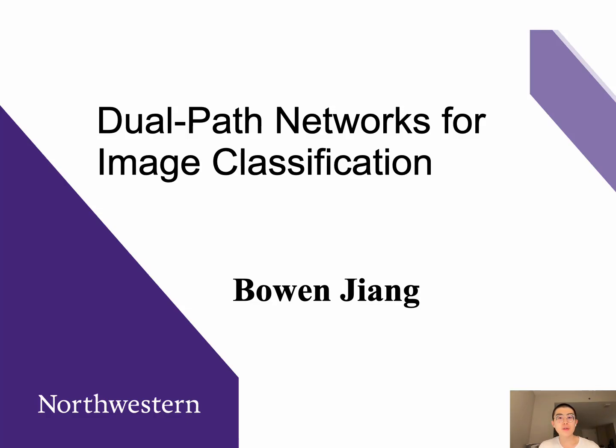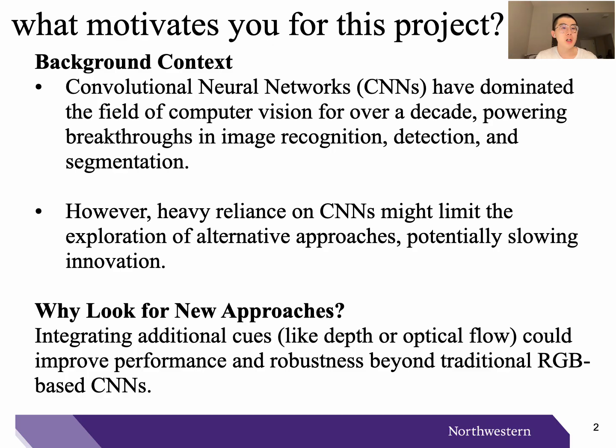Today, I'd like to introduce the dual path neural network for image classification. Okay, convolutional neural networks have been the backbone of computer vision for over 10 years. They have driven significant advances in image classification, object detection, and segmentation. However, heavy dependence on convolutional neural networks might limit trying out other algorithms, potentially slowing innovation.